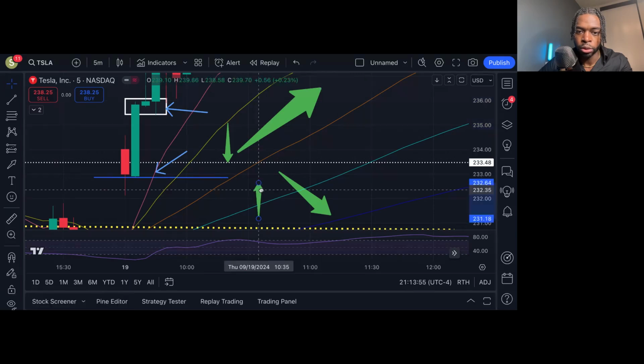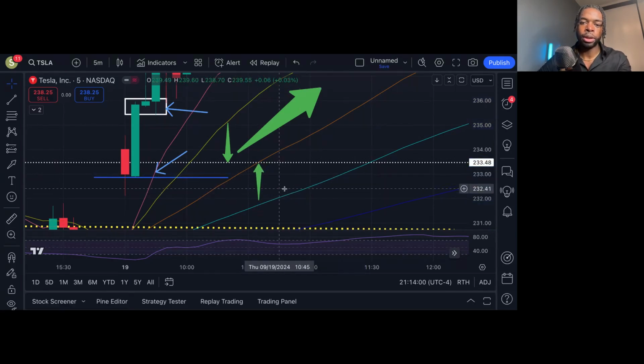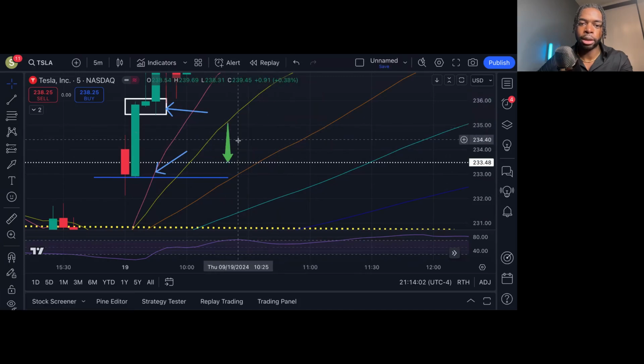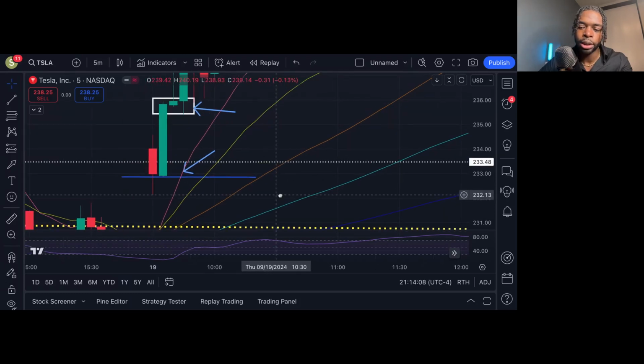And if we're below, do we tap it and reject? That's really the two things that you're looking for when you're looking at key levels. Are we above it? And if so, do we hold? Are we below it? And if so, do we reject? That's the two questions you need to be asking.